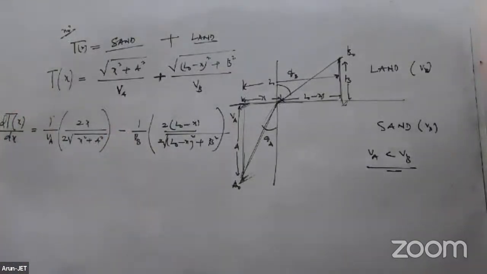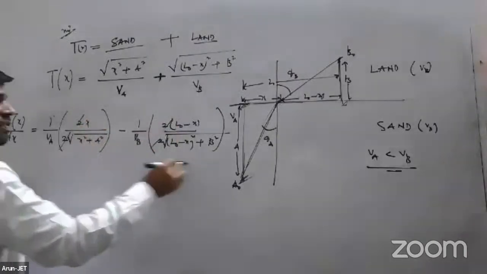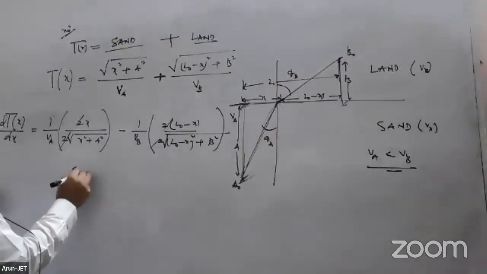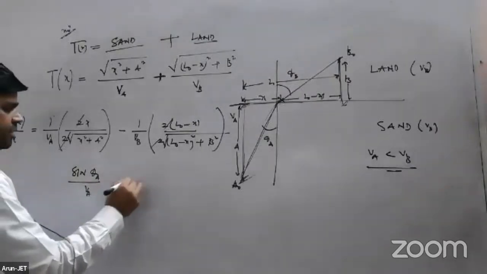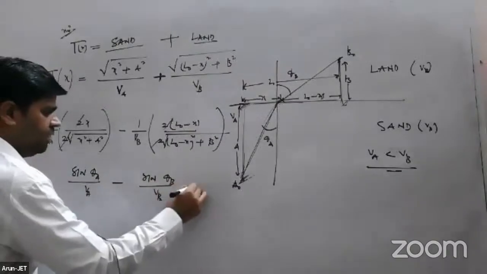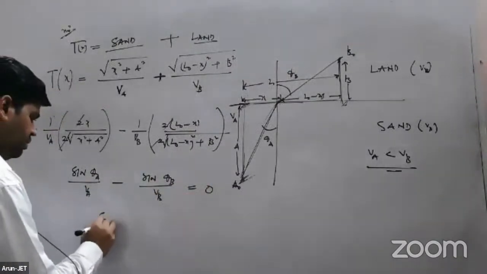Now look at this. We can cancel the 2 and the 2 first. Now x by root of a square plus x square is nothing but sin theta a. So I can write sin theta a by VA minus sin theta b by VB equal to 0. So what do we get? Sin theta a by VA is equal to sin theta b by VB.